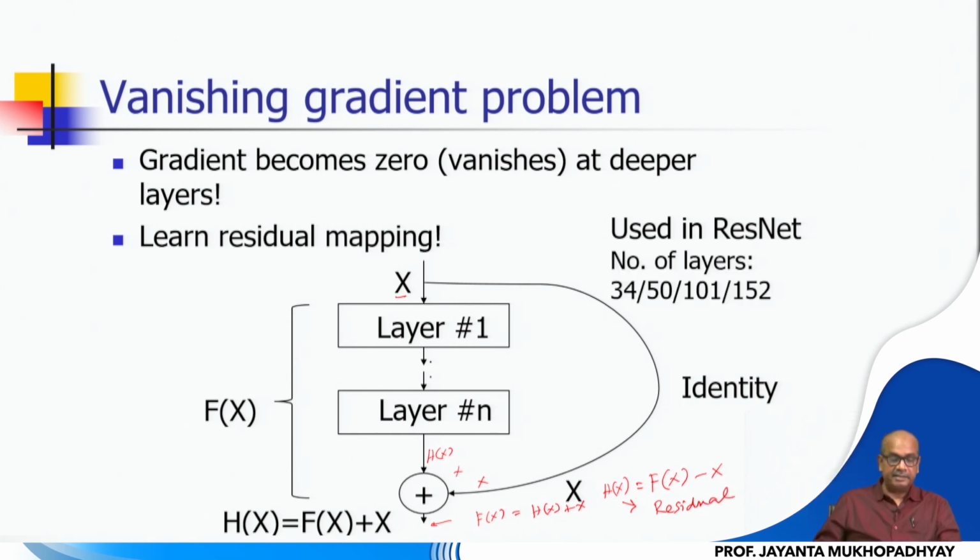So in ResNet, which is another popular network, you can see that the number of layers is significantly increased. Earlier in VGG it was 13, 16, 19, something like that, but in ResNet it could be more than 100 also: 34, 50, 101, 152, and it has shown good performance there.